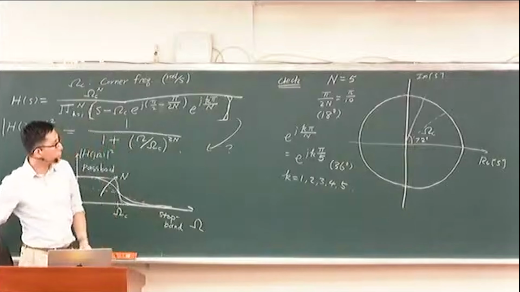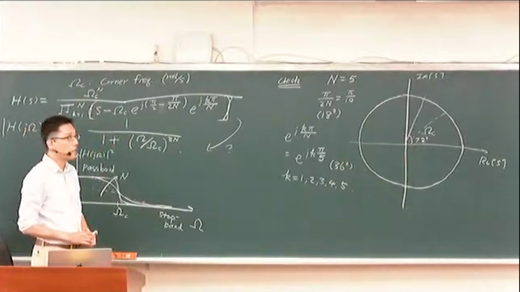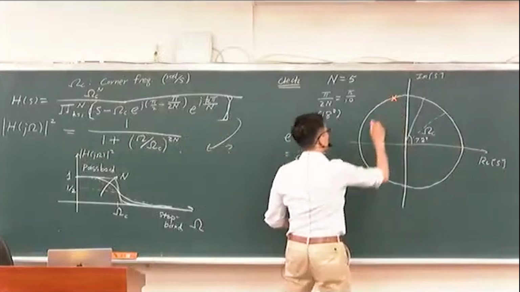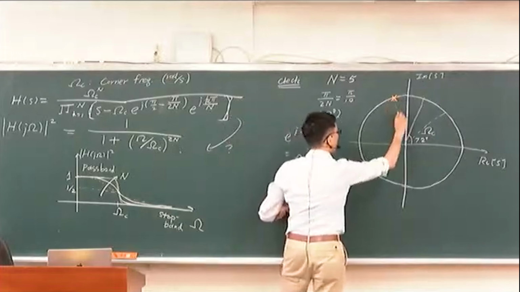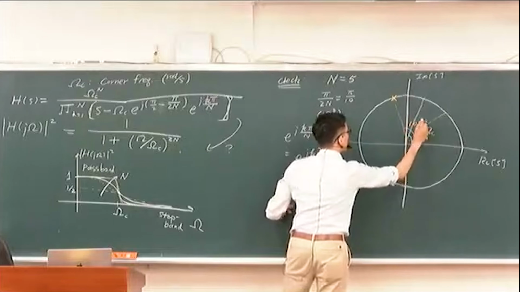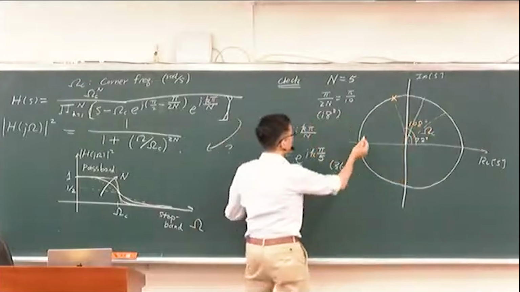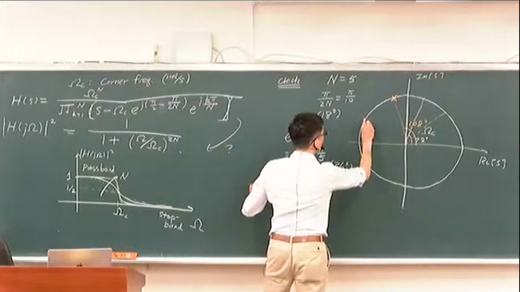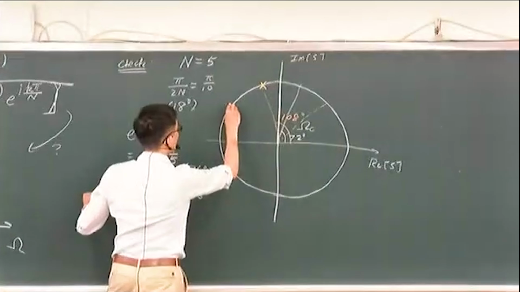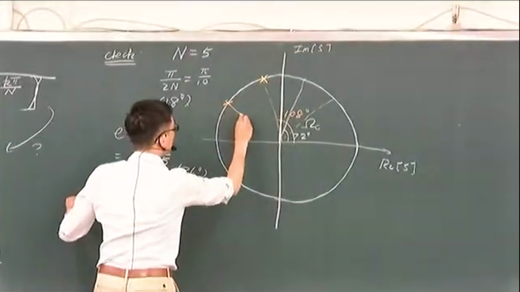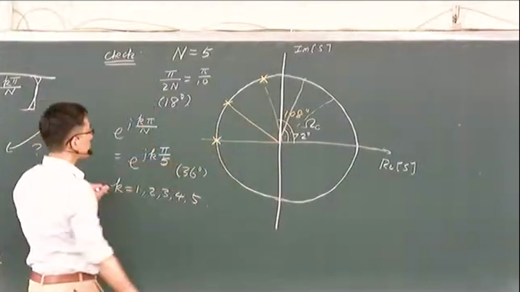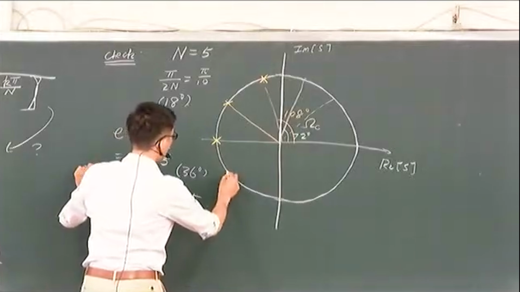Okay, so we are ready. Now let's plot all the locations of the 5 roots. The first of it is going to be right here. That's the first root, located right at how many degrees? You tell me. 108 degrees. The second root is 36 further, so that should be around here. The third one is right here. And then we have a fourth one.